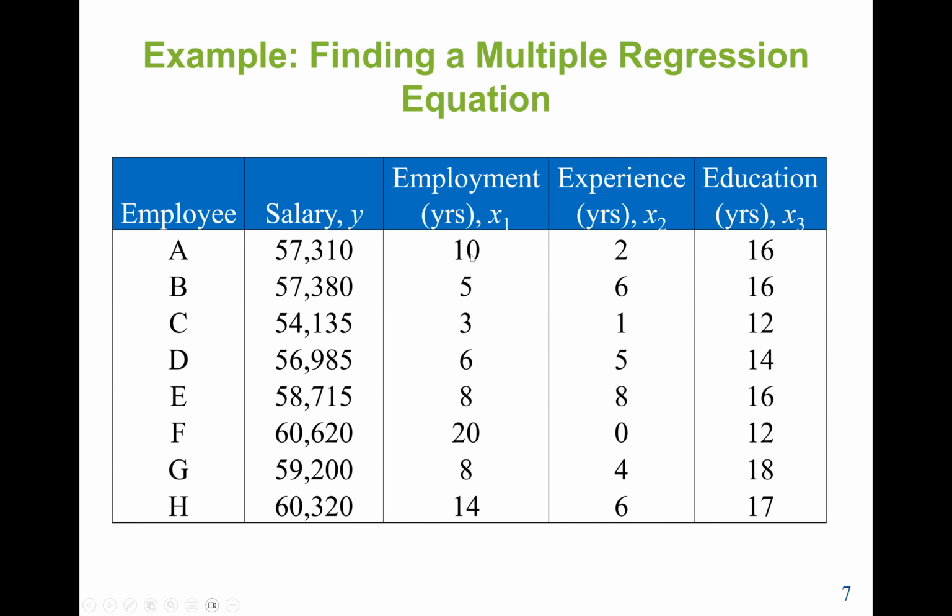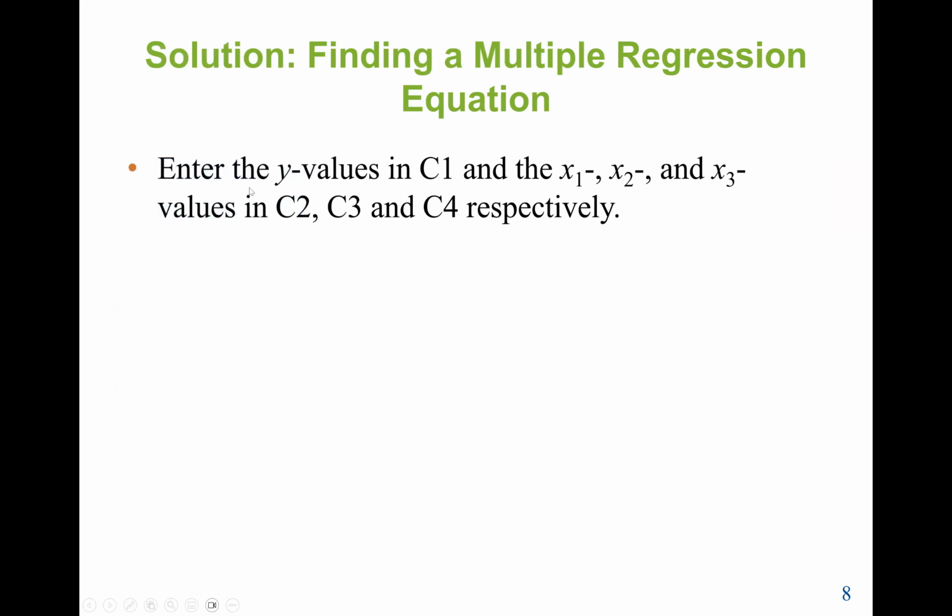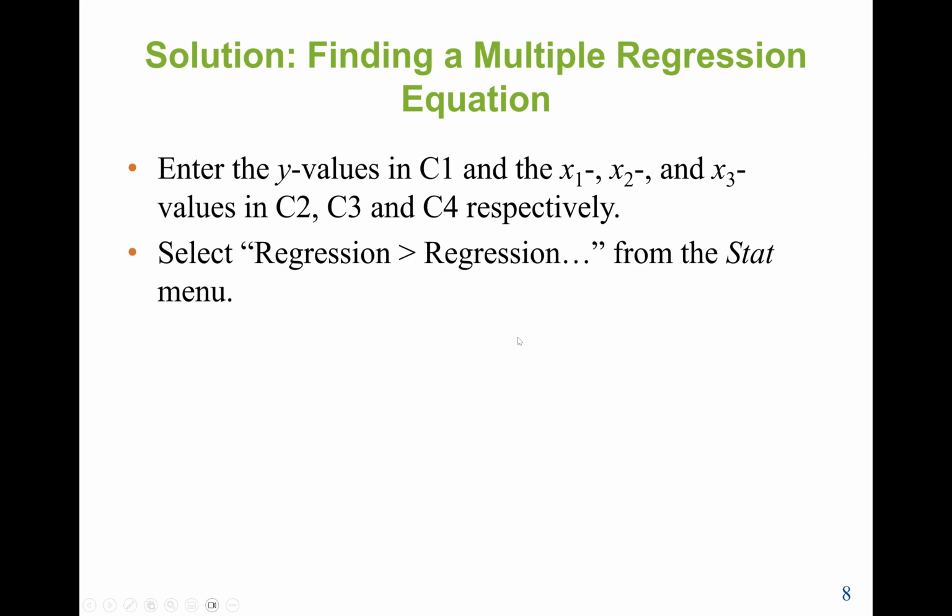So this is our data. We have X1 as the employee's length of employment in years, X2 is the experience in years, and X3 is education, the number of years spent. And each employee has his own salary. So our independent variables are X1, X2, X3, and those three variables will determine the employee salary. We enter the Y values in C1, and X1, X2, X3 in C2, C3, and C4, respectively.